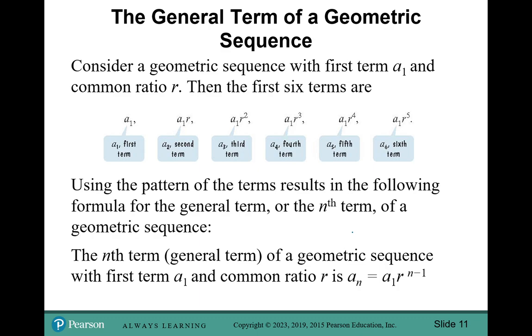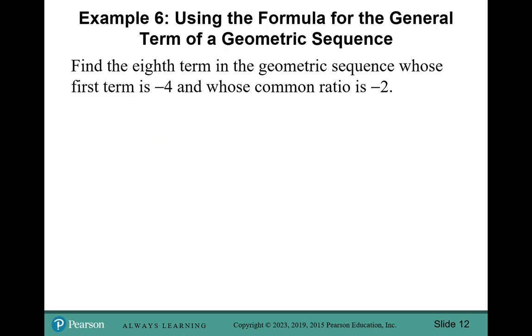We're going to use this formula. Makes it easier, because a lot of times we don't want to write out the whole sequence. So of course we're going to do an example. Find the 8th term in the geometric sequence whose first term is -4 and whose common ratio is -2.